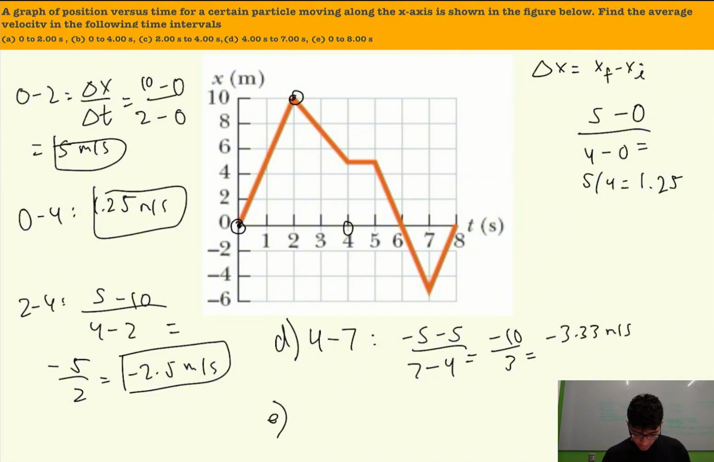Last question, 0 to 8. This is the easiest one. At 0, where are we? Our x initial, or position on the graph, is 0. But at 8 seconds, we're also at 0. It doesn't matter what the time is, but you could still do it: 0 minus 0 over 8 minus 0. 0 divided by 8 is 0. And so these are the answers.